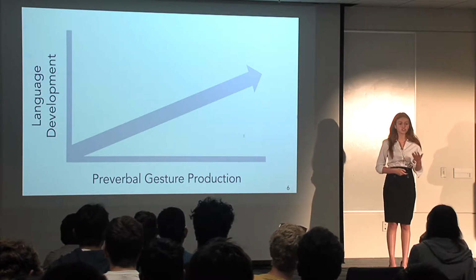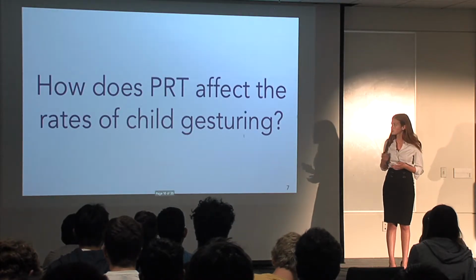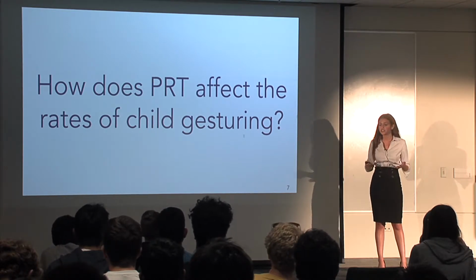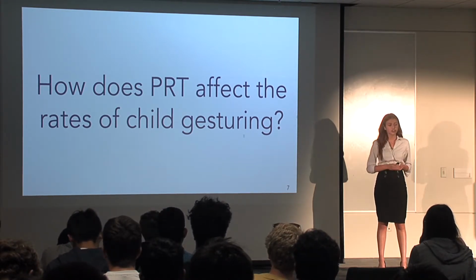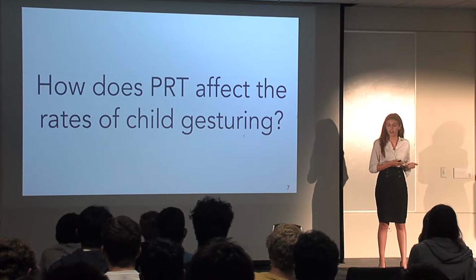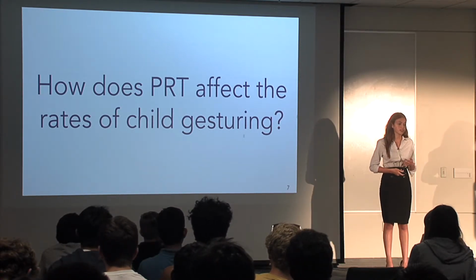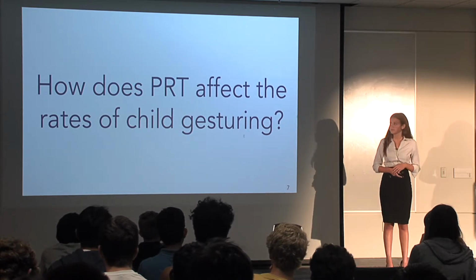So that gave us 2 research questions. First, how does PRT affect the rates of child gesturing? So essentially, we wanted to see, does the current treatment effectively help child gesturing, to see if it is an effective route in being an early intervention for children with ASD.